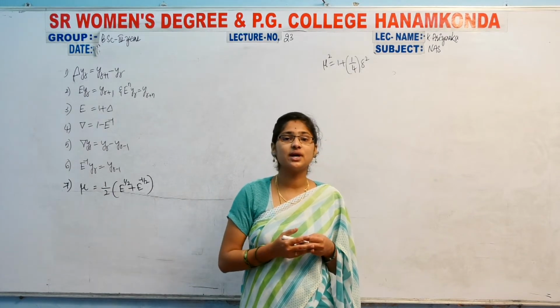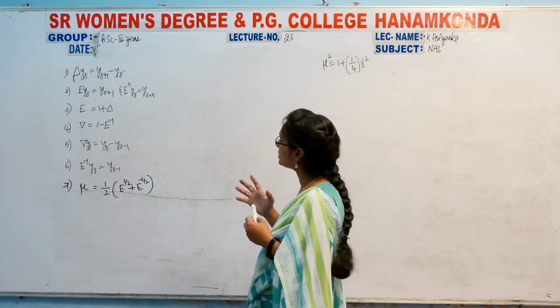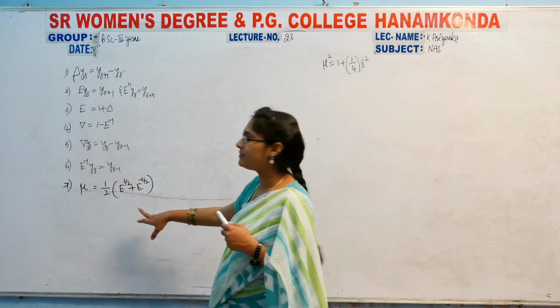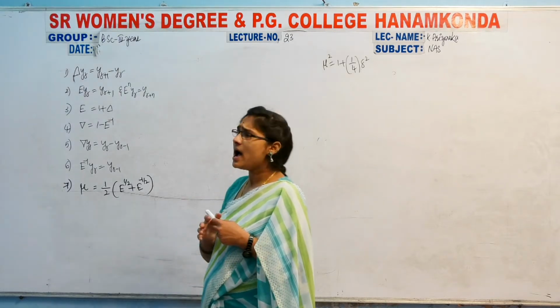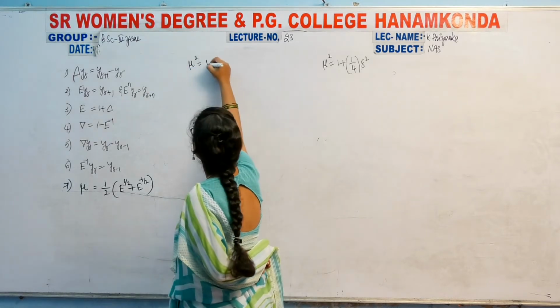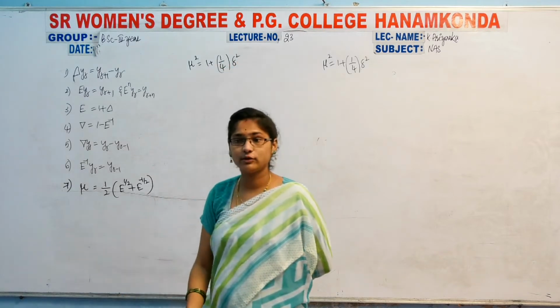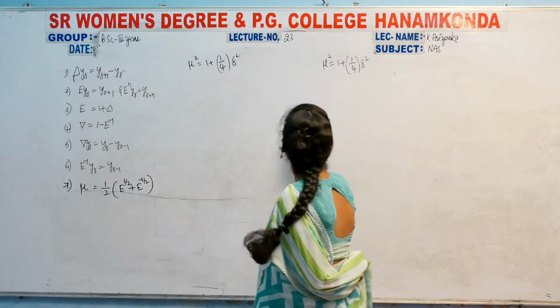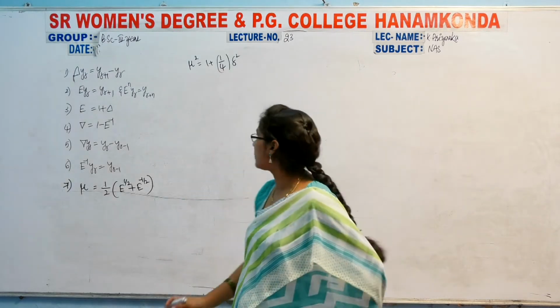In the previous class, we were discussing the concept of operators. Now I am going to discuss the next formula. In the previous class, we discussed mu is equal to half of this, and I gave the question: mu square equal to 1 plus 1 by 4 of gamma square. We have to prove this now. I hope you know the formula of mu here. What will be the formula?